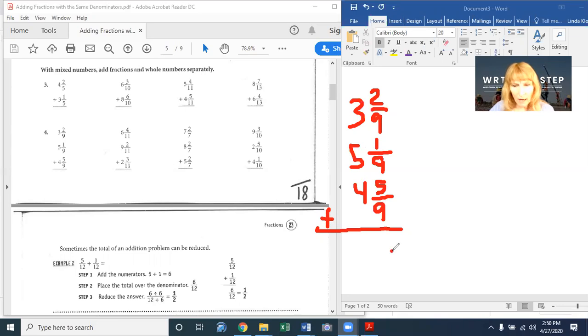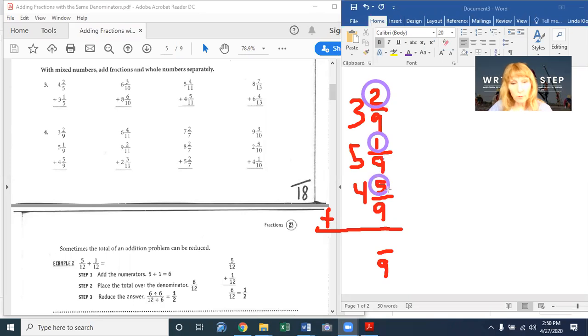So we're going to make our 9 be our bottom number. That's going to stay a 9. We're not going to add those together. And all we're going to do is add the top numbers. So let's do that. We have a 2, we have a 1, and we have a 5.